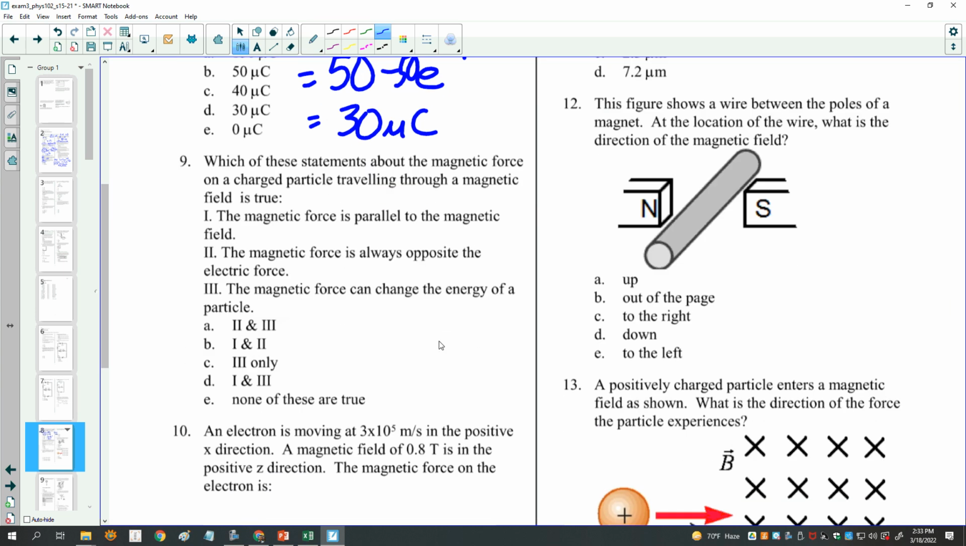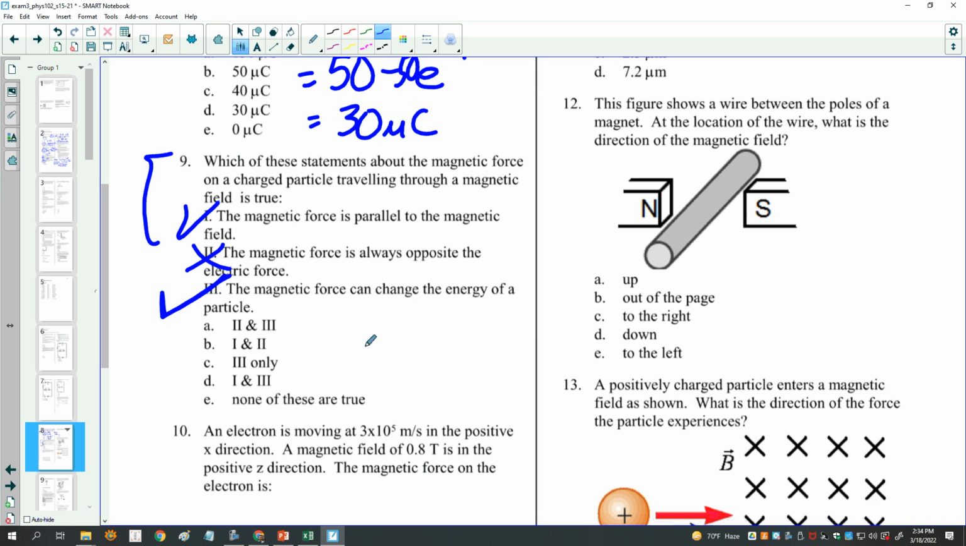Make sure that you understand just the basics of magnets and magnetic forces. The magnetic force is parallel to the magnetic field. That's true. We saw that too with electric fields. The magnetic force is always opposite the electric force. Not always true. The magnetic force can change the energy of a particle. That is true. Let's just touch on this for a second. I don't know if it'll come up, but it might.